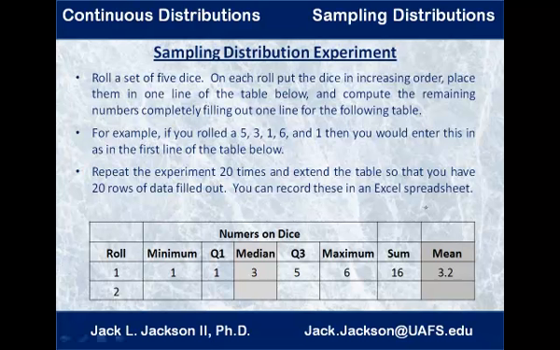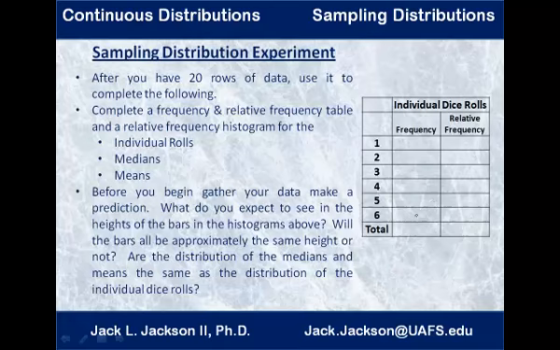Also, once this is done, we want to do a couple other things. Once we have our 20 rows of data, we want to make the following kind of table, a frequency and relative frequency table. We want to do it for individual dice rolls here, and we have the different possibilities here for the individual dice rolls. Put the frequency that you actually observe, and then the total, and divide out and get the relative frequency over here. You can put it in decimal or percent form.